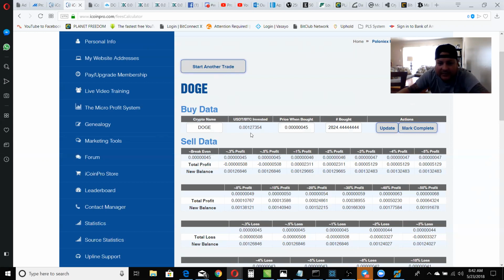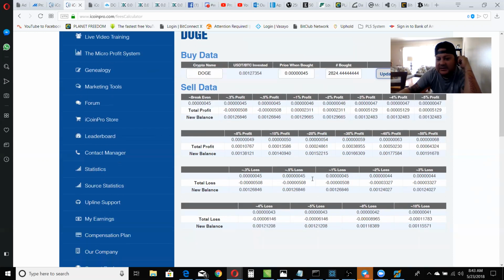But yeah, it gives you all the info here. This is the coin we have. This is how much we put in. I think it was like $10. This is the price I bought it, and that's how many Doge coins I got. So it gives us our sale data, and it also gives us our loss here too. But hopefully you don't have to take a loss.